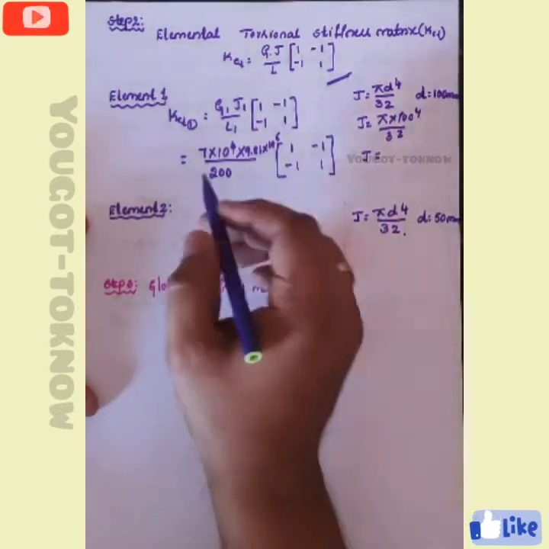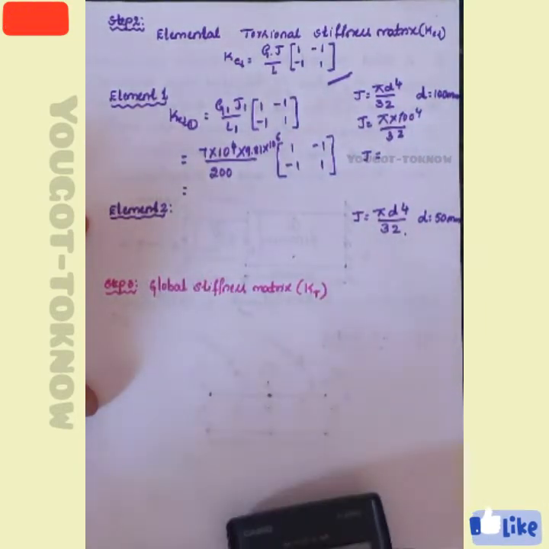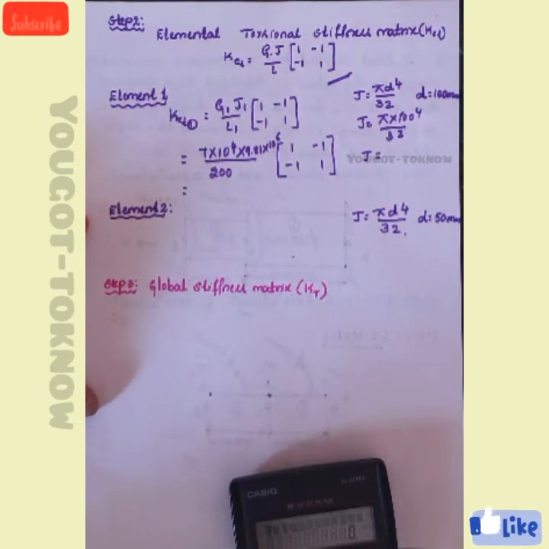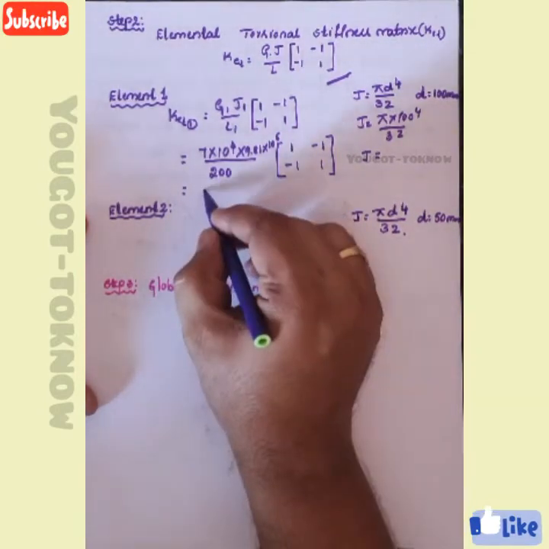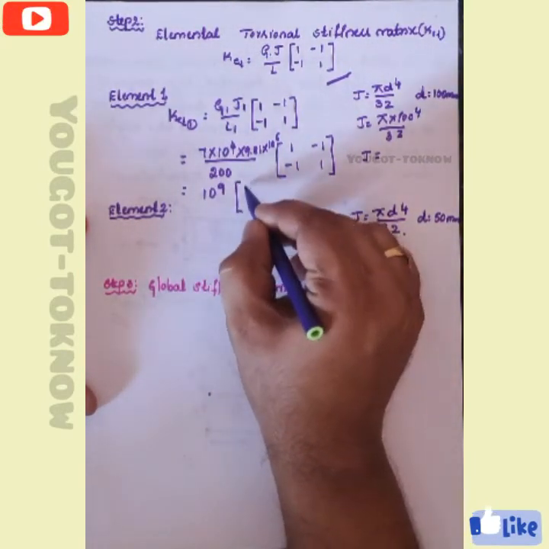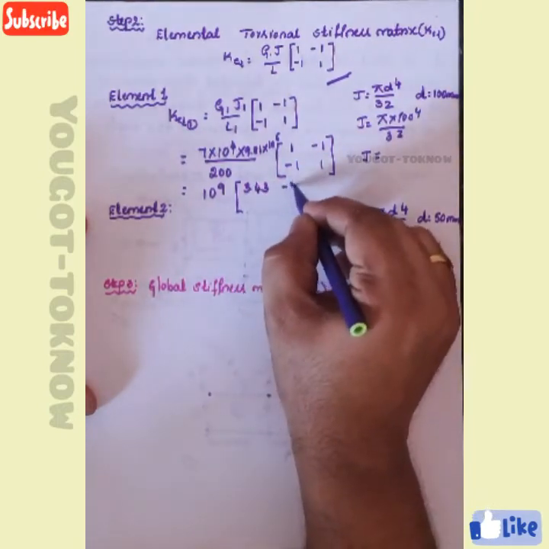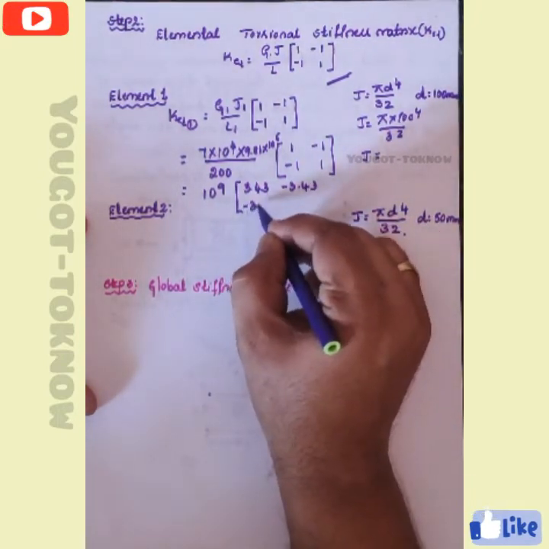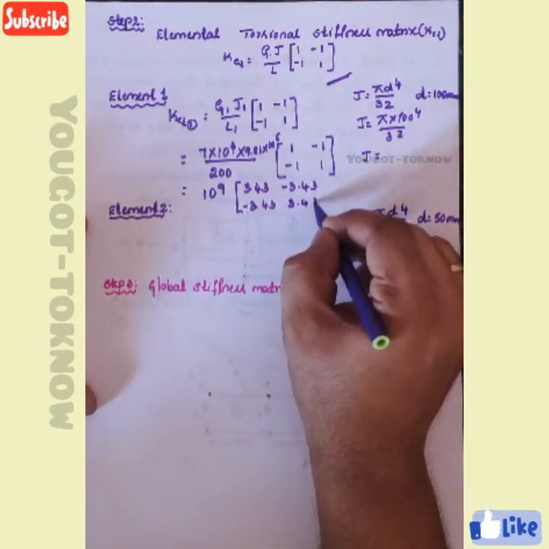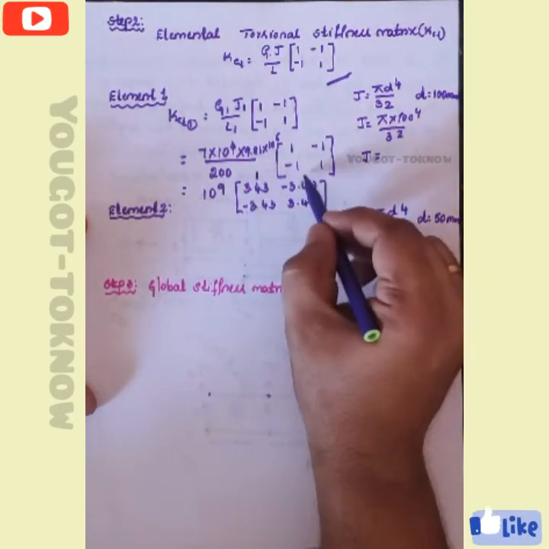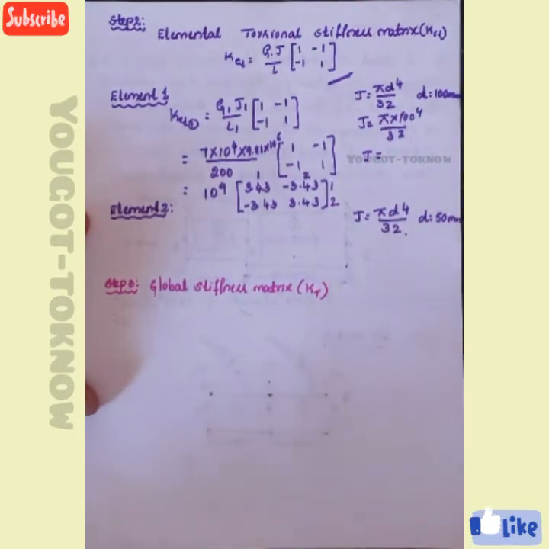Now calculate your value. 7 into 10 power 4 into 9.81 into 10 power 6, sorry, 10 power 6, divided by 200. If you calculate, you are going to get 3.43 into 10 power 9. I will keep 10 power 9 outside and write inside 3.43, minus 3.43, minus 3.43, plus 3.43. Now it belongs to the first element. What are the nodes for the first element? 1, 2, 1, 2. This is for your first element.